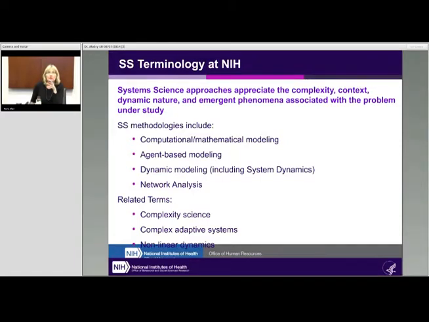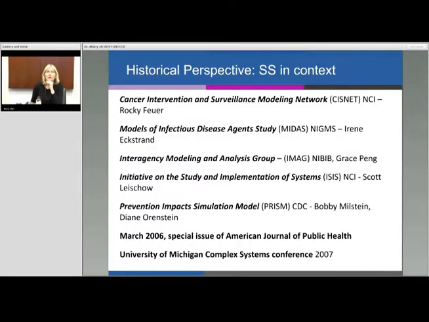I mentioned some of these specific methods, but some of the related terms we use at NIH include complexity science, complex adaptive systems, nonlinear dynamics. When you hear those things, the bells should go off in your head. Oh, they're talking about something that's related to system science. So I just wanted to put that down for you.